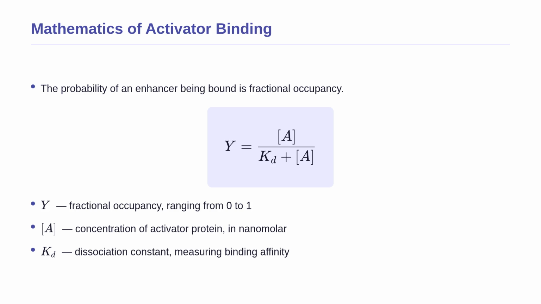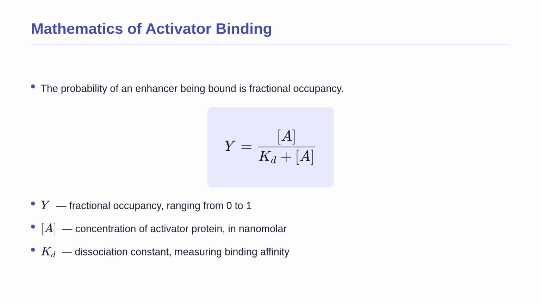To truly understand how activators turn on genes, we must look at the mathematics of protein DNA binding. This brings us to the concept of fractional occupancy, which is the probability that an enhancer is actually bound by an activator. The formula is Y equals [A] divided by the sum of KD and [A], where [A] is the concentration of A.